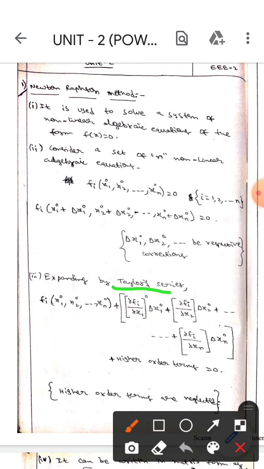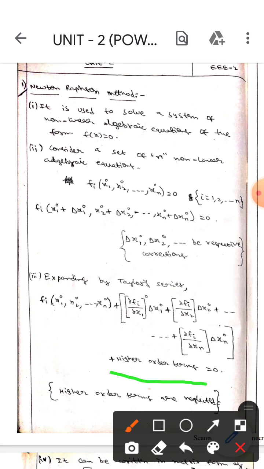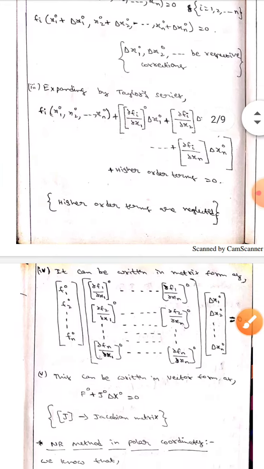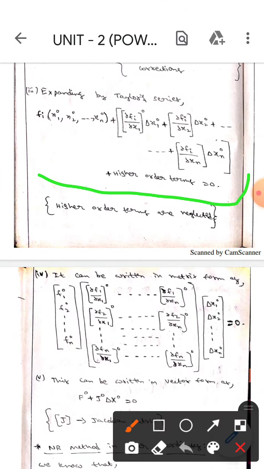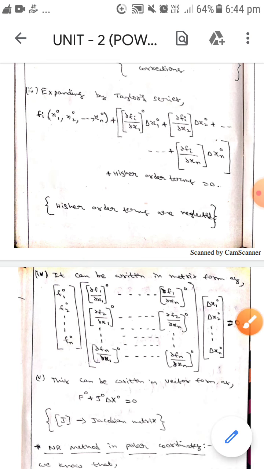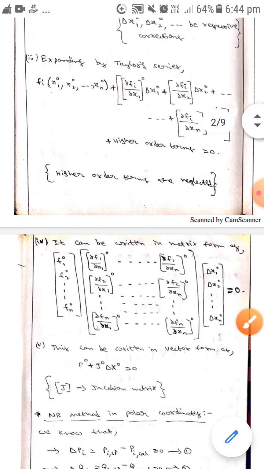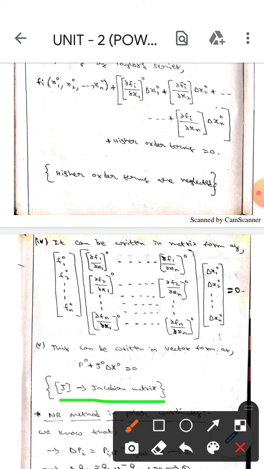If we apply Taylor series to this equation, then it will become like this. Here the higher order terms will be neglected. So if we write this in the matrix form, we can write it like this. This matrix form can be written as a vector form like this: f^0 plus J^0 into delta x^0 equals 0. Here J is the Jacobian matrix.